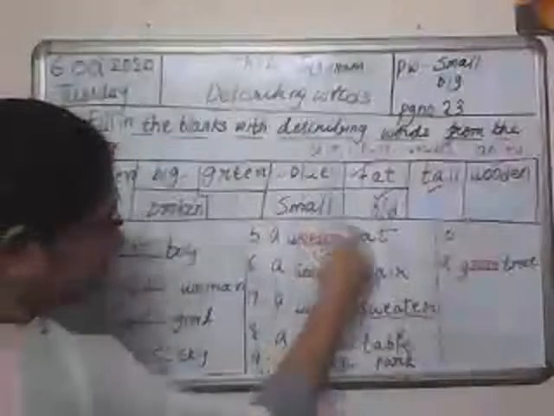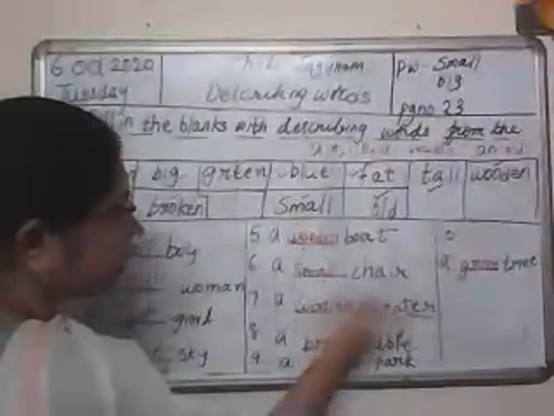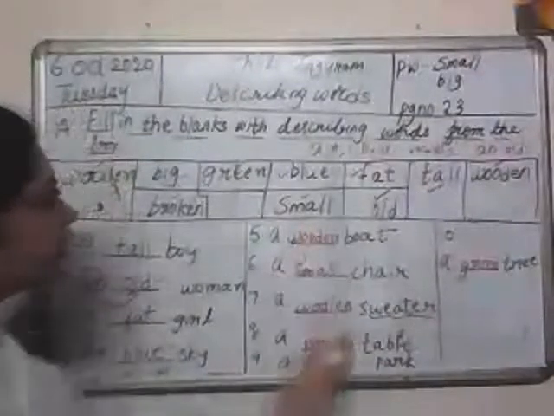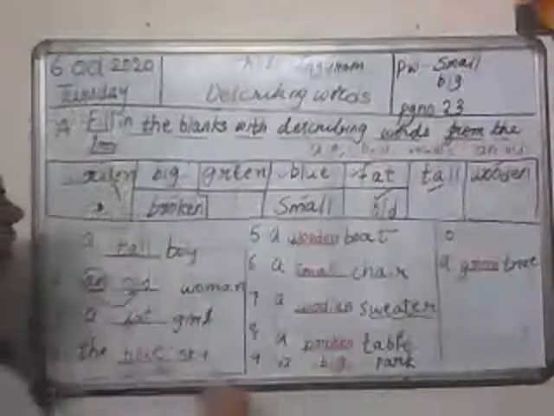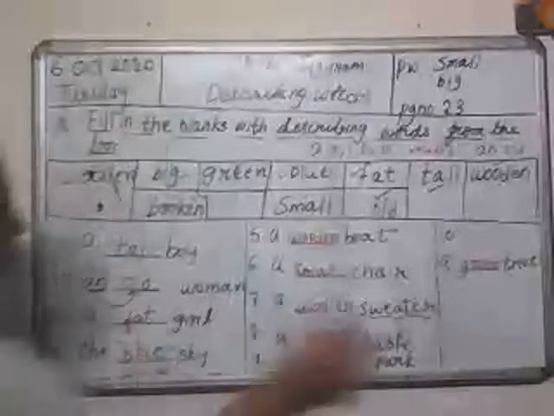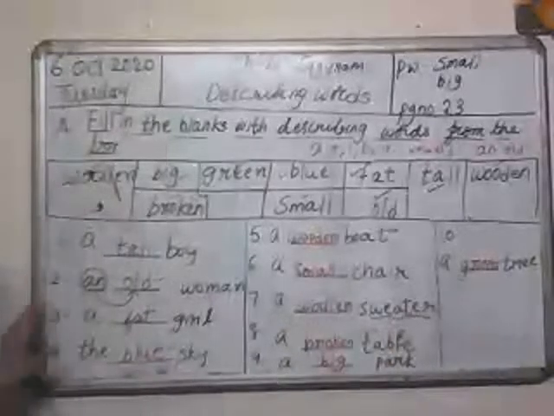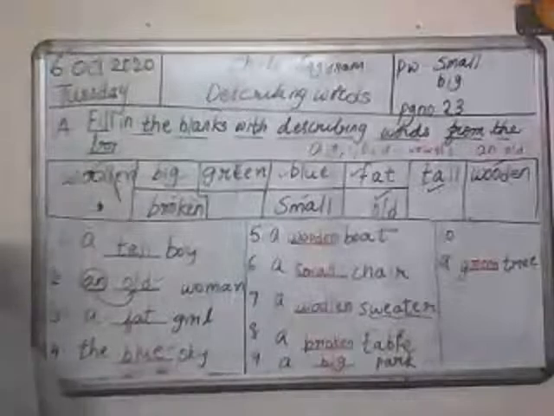Like this wooden, you can place it here. Wooden chair. Okay. Small boat. You can interchange the places of all these adjectives except these. These should be here only. Okay, children, so let's see now.